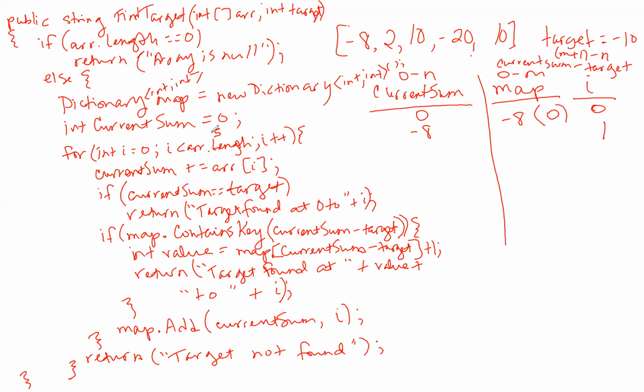All right, current sum plus equals array at i, so we're now at 2. So -8 plus 2 is -6. Is -6 equal to -10? No, it's not. Does the map contain the key of current sum minus target? So -6 minus -10 is 4, and the map does not have a 4. So we know we need to go down here and add the current sum to the map. So -6, and that's at i, which is 1. Okay, and then i++.